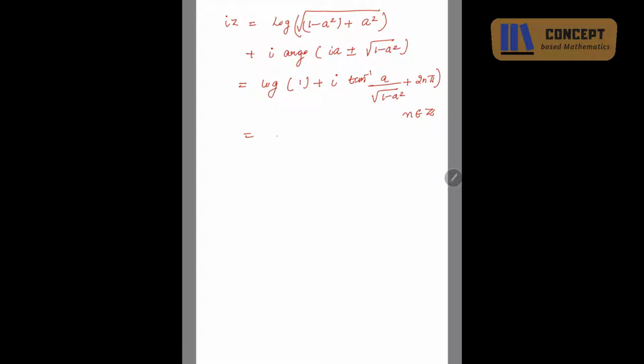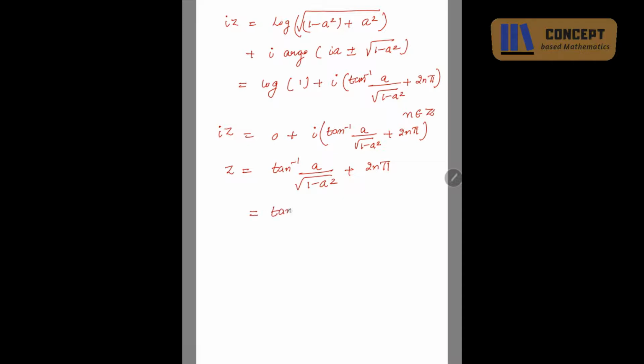So log 1 is 0, plus iota tan inverse a over under root 1 minus a square plus 2n pi. So my z comes out to be, iota cancelling, tan inverse of a over under root of 1 minus a square, plus 2n pi.